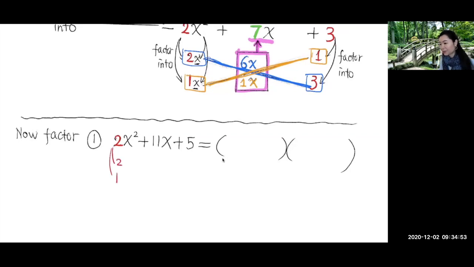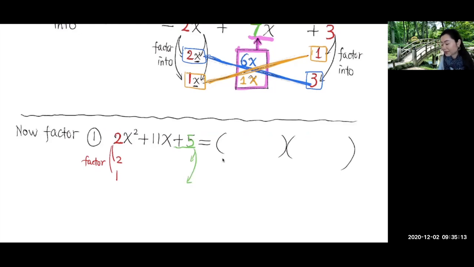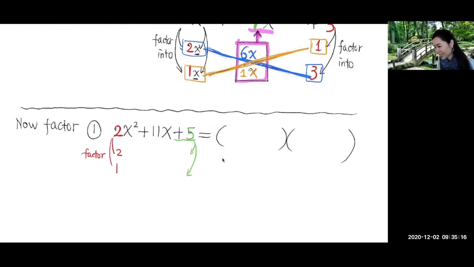2 is a prime number, so it can only be 1 times itself. So I factor that into 2 times 1. Now I'm going to factor this positive 5 into 2 numbers. Can you think about 2 numbers? What if I get 5? Well, 5 is a prime number, so you can only have 1 times itself, right? So I factor this 5 into 1 times itself.